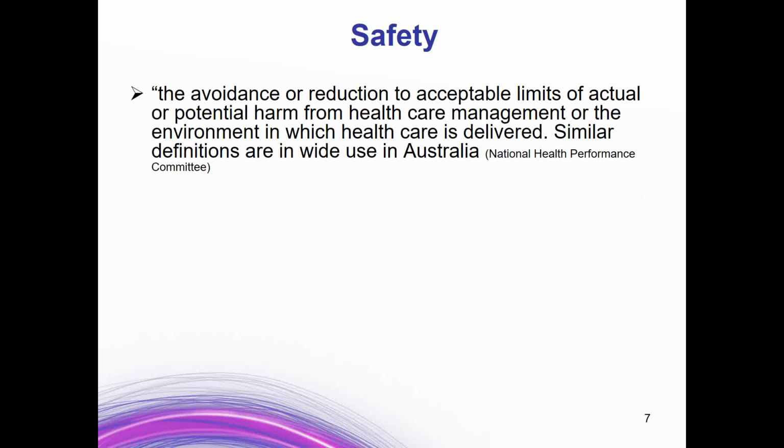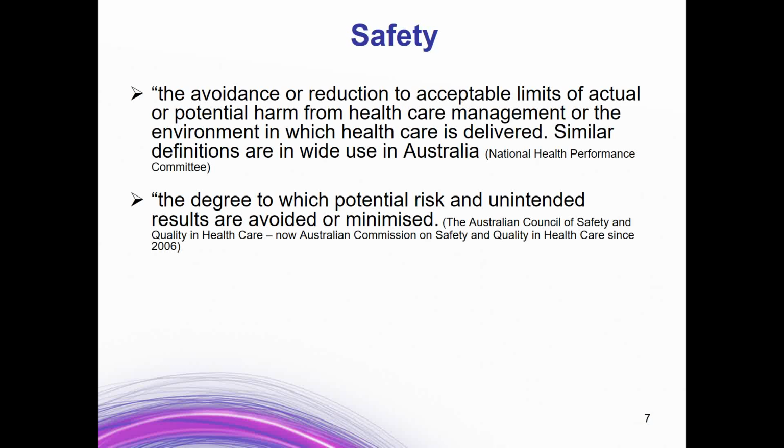So let's talk about quality and safety, and look at how we define safety. Here are a couple of definitions that I captured from 2 different resources. The Australian Council on Safety and Quality in Health Care, in 2006, now called the Australian Commission on Safety and Quality in Healthcare, defines safety as the degree to which potential risk and unintended results are avoided or minimized.